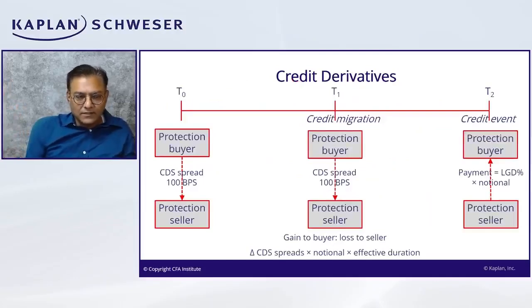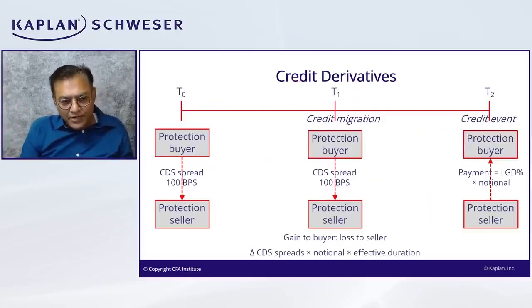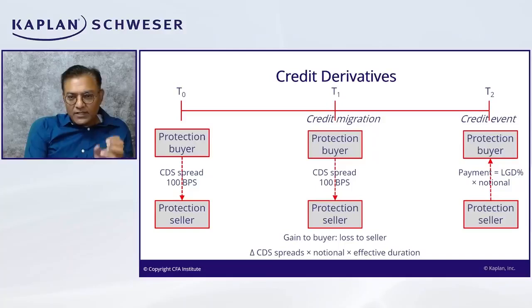Now, at time zero, the protection buyer, based on the credit quality of the insured instrument, the reference obligation, determines that a 100 basis point credit spread is appropriate based on market observed data, and they agree on this 100 basis point as the policy premium to be paid, let's say, quarterly. So the protection buyer pays that 100 basis point premium to the protection seller.